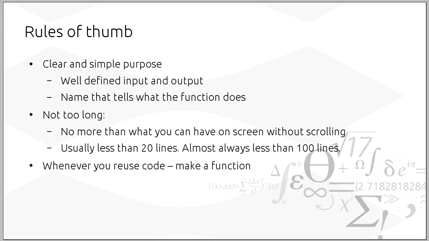There are a few rules of thumb that you should consider when writing functions. First of all, your functions should have a clear and simple purpose. It should be well defined what the inputs are and what the output is. The function name should be very descriptive and telling of what the function does. The function shouldn't be too long. Usually you shouldn't have more than what you can have on screen without scrolling inside a function. Usually that would be less than 20 lines, but almost always less than 100 lines. Of course there can be arguments sometimes to have longer functions than that, but these are the rules of thumb.